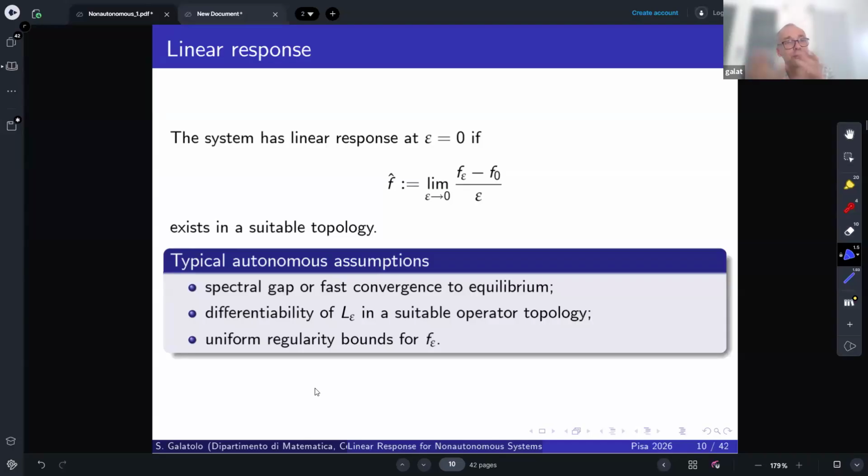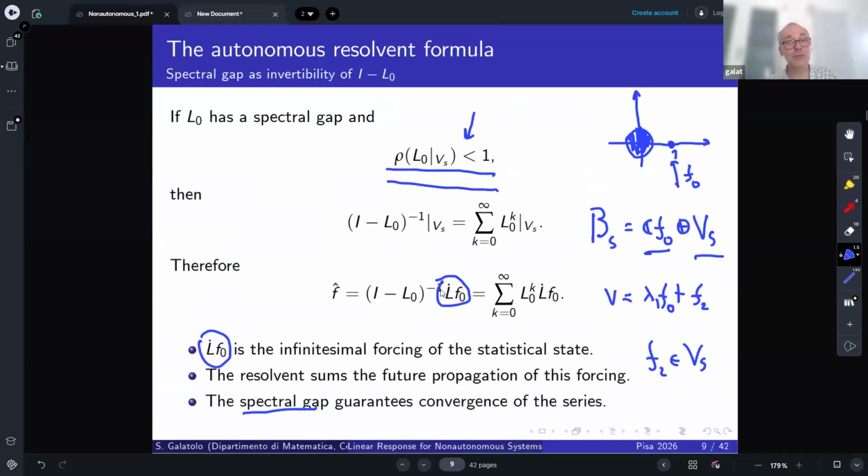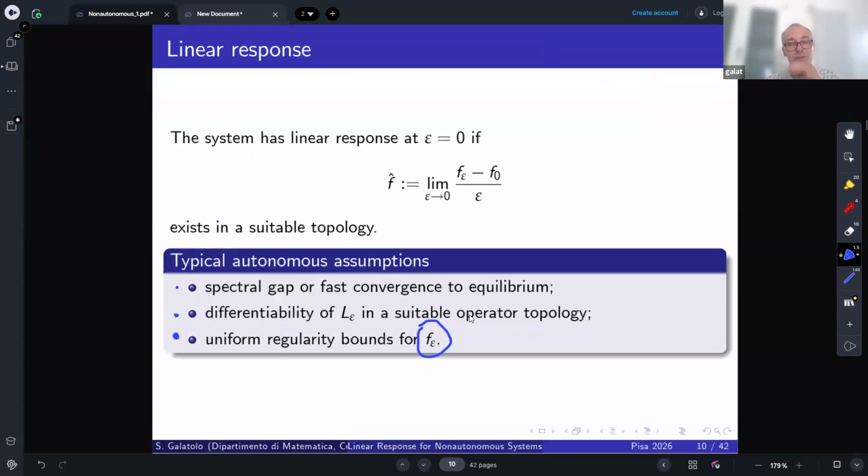So, linear response is the direction of change of the invariant, and there is a formula for this, but to establish the formula, typically you need spectral gap and some differentiable dependence of the system on the perturbation. I didn't stress much this point, but you also need to know something about the regularity of the invariant measures, because you need this to be regular enough to be put here. So you may need something about the regularity of your system, of your invariant measures.